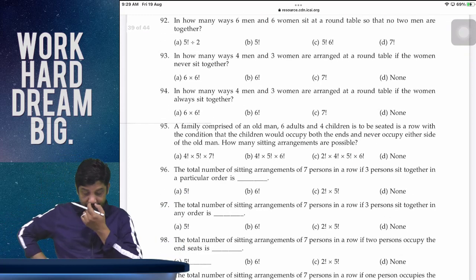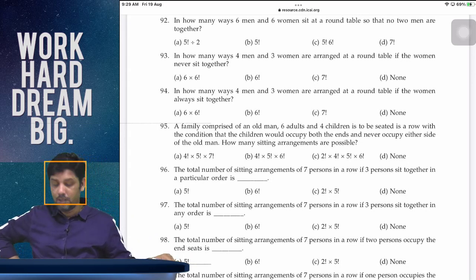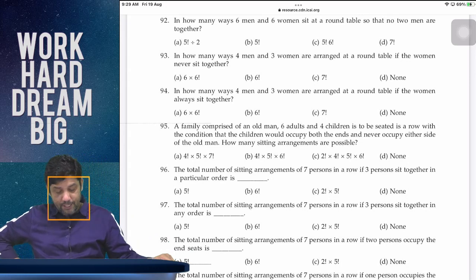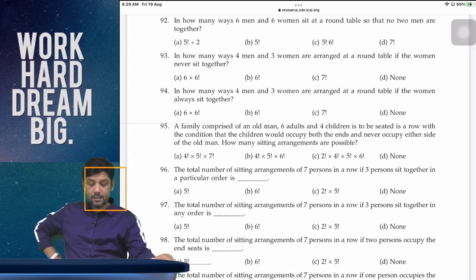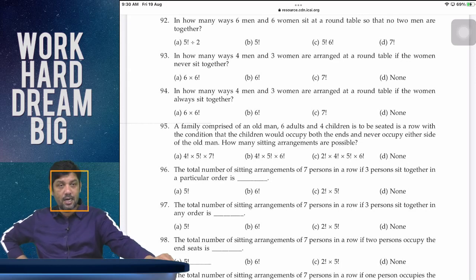Listen here, 95th sum. A family comprised of an old man, 6 adults and 4 children is to be seated in a row with the condition that the children would occupy both the ends and never occupy either side of the old man. Now listen here. How many sitting arrangements are possible?